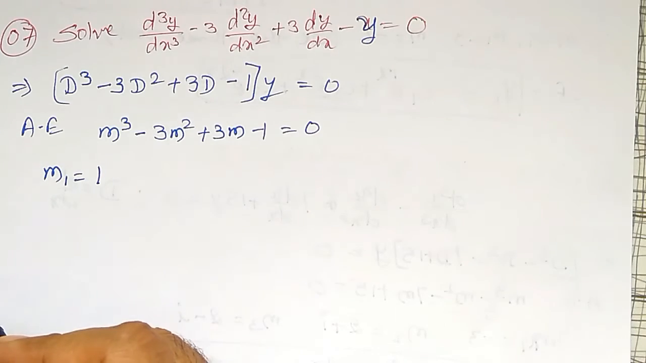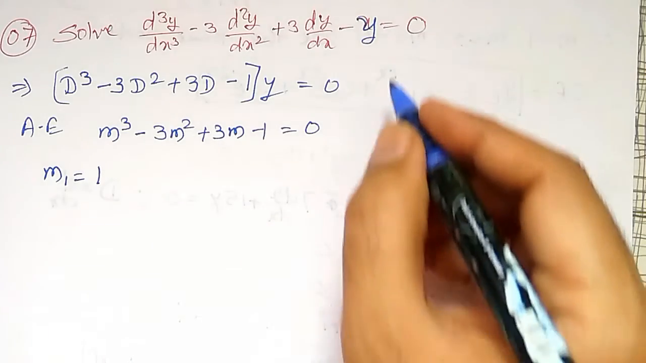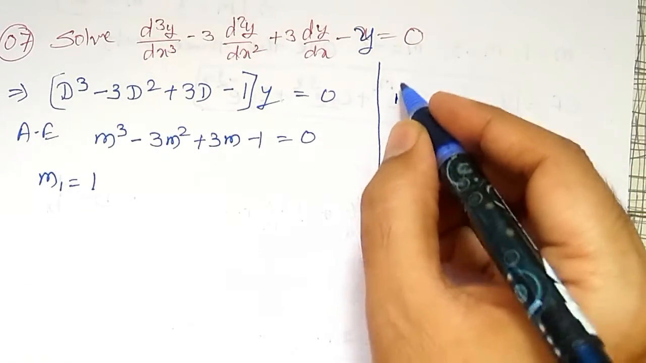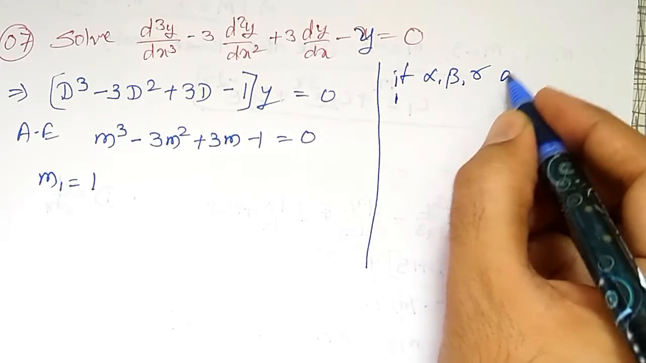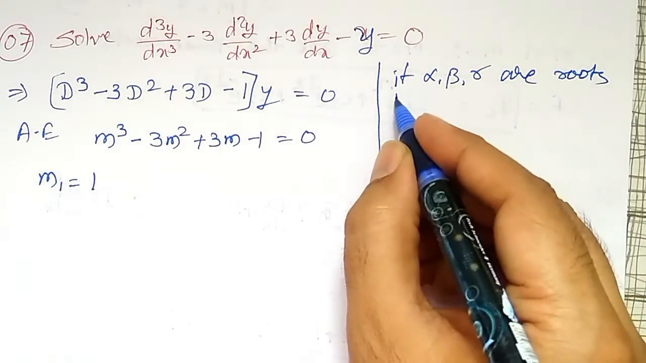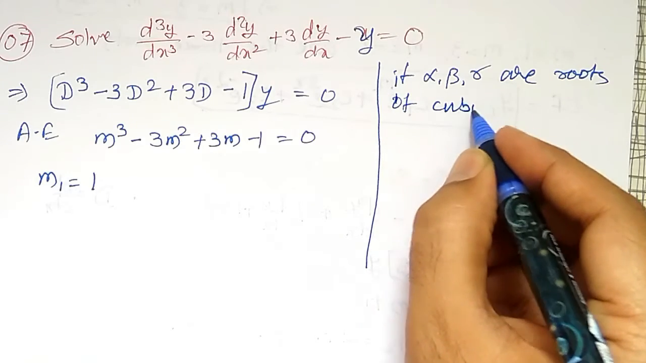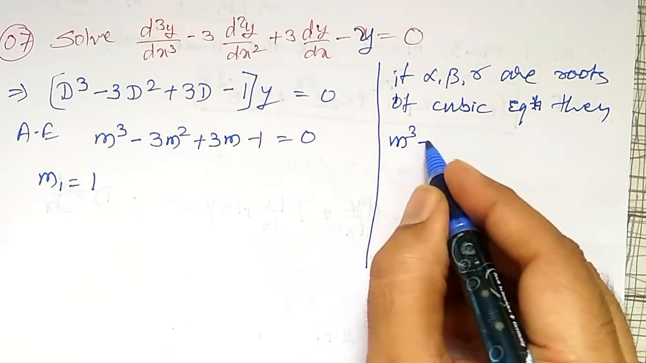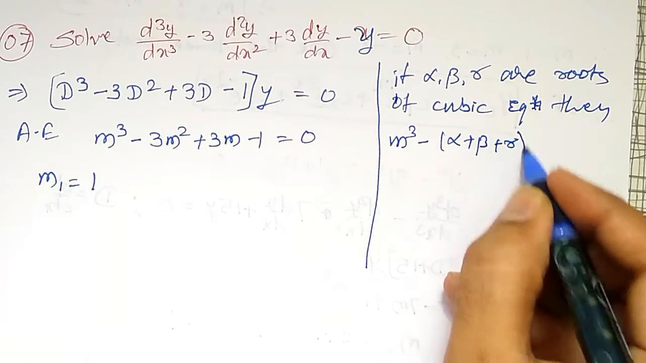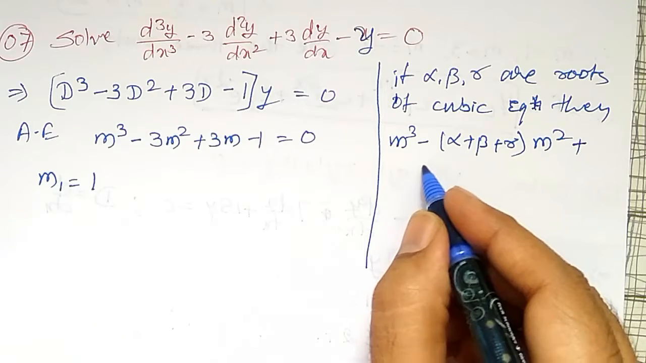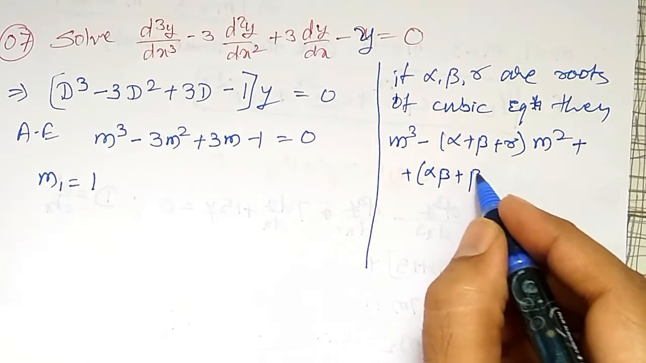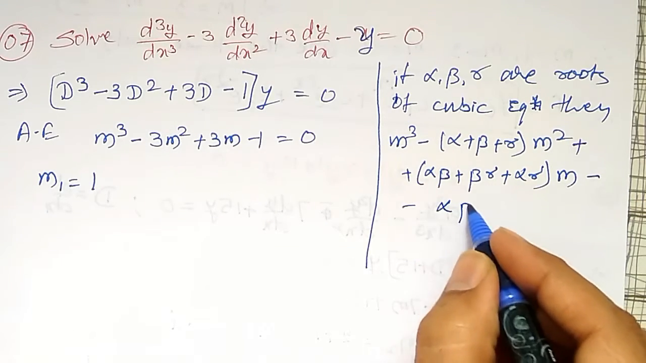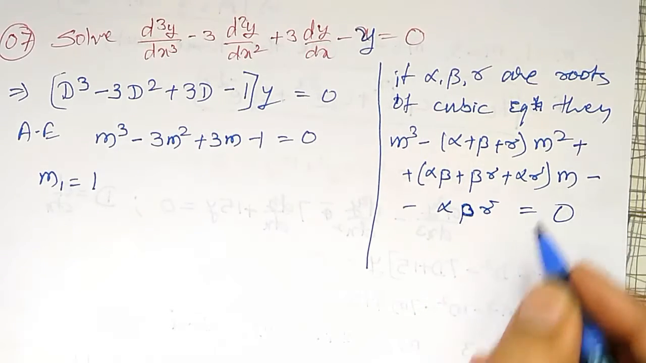What are the other 2 roots then, and how do we find them? To find them, I will use the property that we know: if alpha, beta, gamma are the roots of a cubic equation, then m cube minus (alpha plus beta plus gamma) m square plus (alpha beta plus beta gamma plus alpha gamma) m minus alpha beta gamma must be equal to 0.